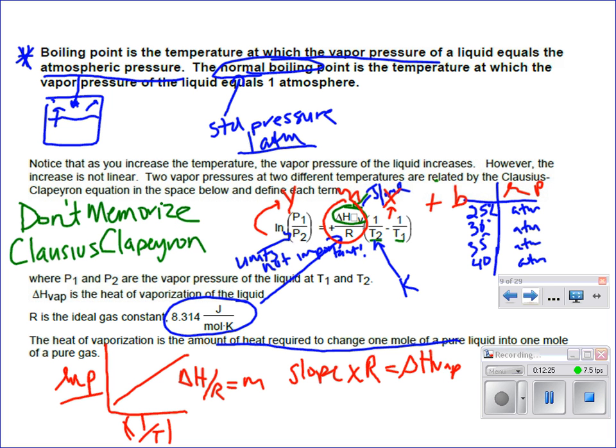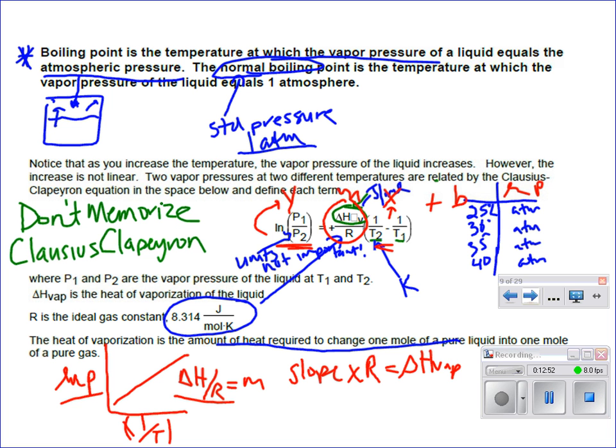This I do want you to know because this is what we're doing in the lab. We're going to collect a whole bunch of pressures, a whole bunch of temperatures, plot them all, and the slope is going to be that. I might give you data on the test. Again, I'm going to give you that equation. I'm not going to keep that from you. So you can look at this and go, y is ln, x is 1 over. That's all you need to know.